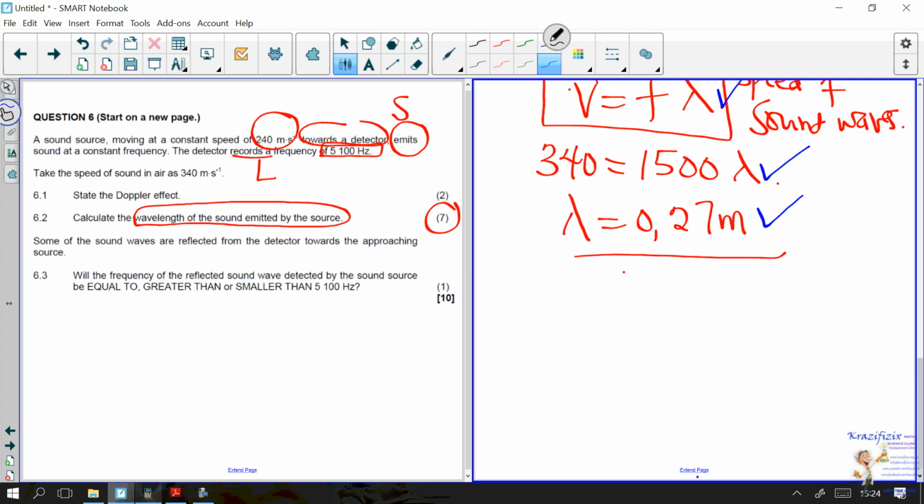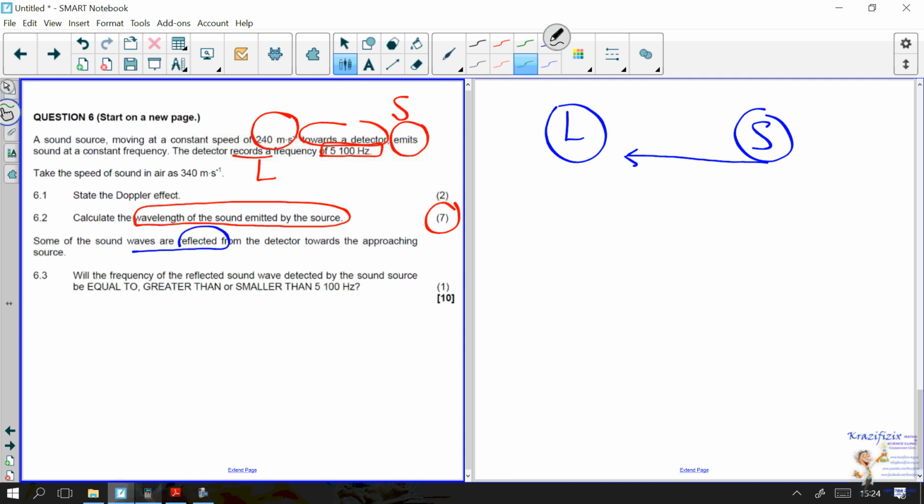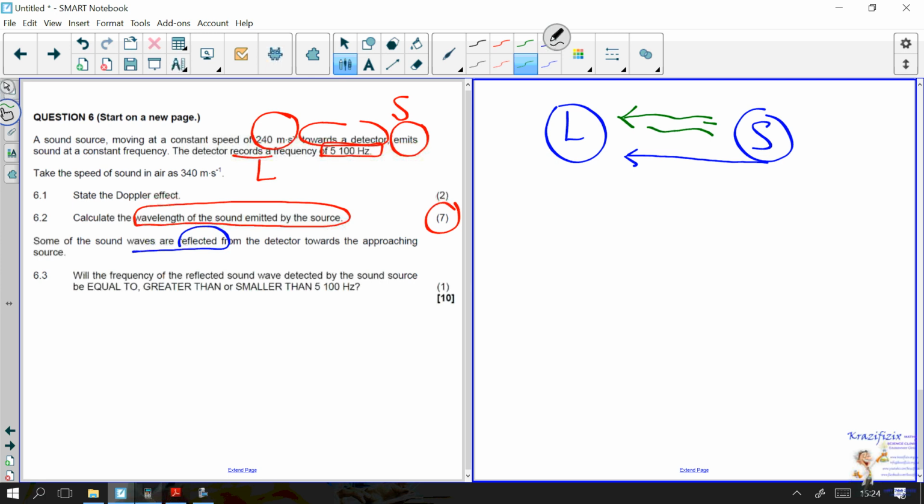Some of the sound waves are reflected from the detector towards the approaching source. Okay, let's read this carefully. Listener and the source. Source is moving towards. Now, some of the sound waves are reflected. Okay, here is my waves. I'm going to use this to represent my waves. It is reflected. What does it mean? It now means that the listener has become the source and the source has become the listener.